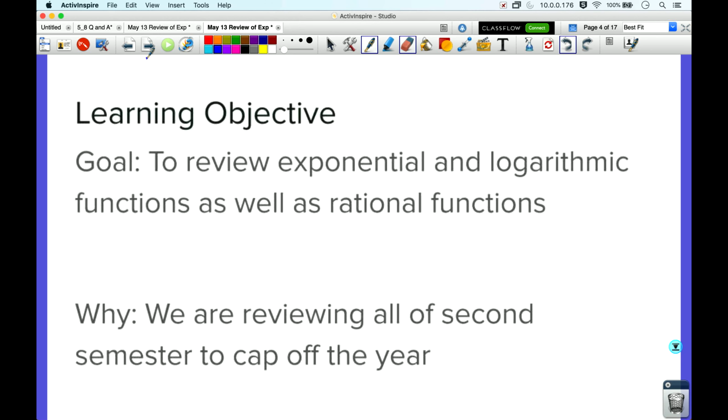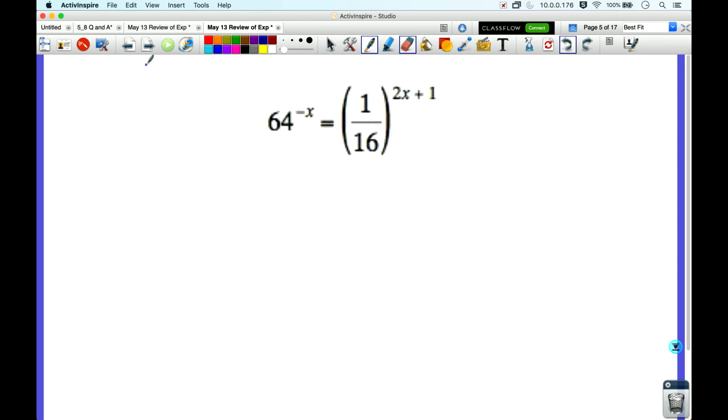Why are we doing this? We are reviewing all of our second semester units to cap off the year. All right, here's a problem for you to practice with. I recommend you trying it on your own real quick. And now I'll show you how to do it.